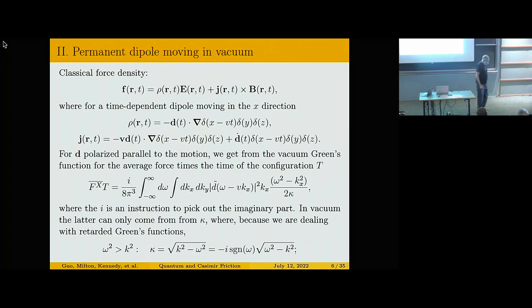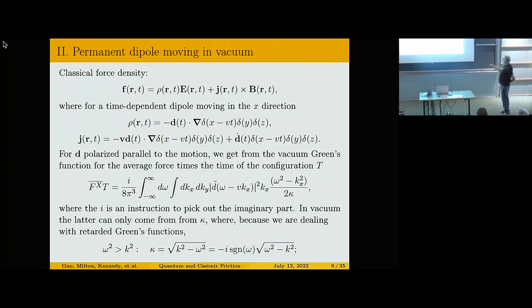Okay, first section. Second section, dipole. But start with the permanent dipole. So again, classical. So now the force density is just the charge density times the electric field, plus the current density crossed with the magnetic field, where these current and charge densities are given by these expressions in terms of D, where I'm assuming the dipole moment has some definite time dependence, and it's moving along with constant velocity. So we always assume there's some external agency keeping the particle moving at constant velocity.